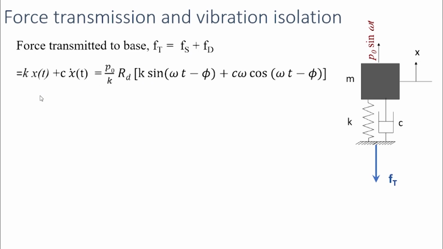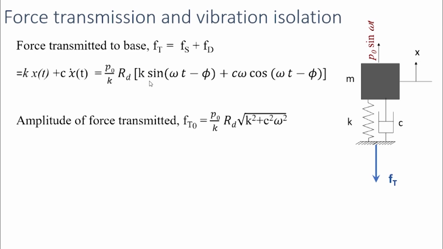Which is equal to k, that is the stiffness, times the displacement response plus the damping coefficient times the velocity response. So that is equal to P naught by k multiplied by Rd, that is the deformation response factor, multiplied by k sine (omega t minus phi) plus c omega cos (omega t minus phi).